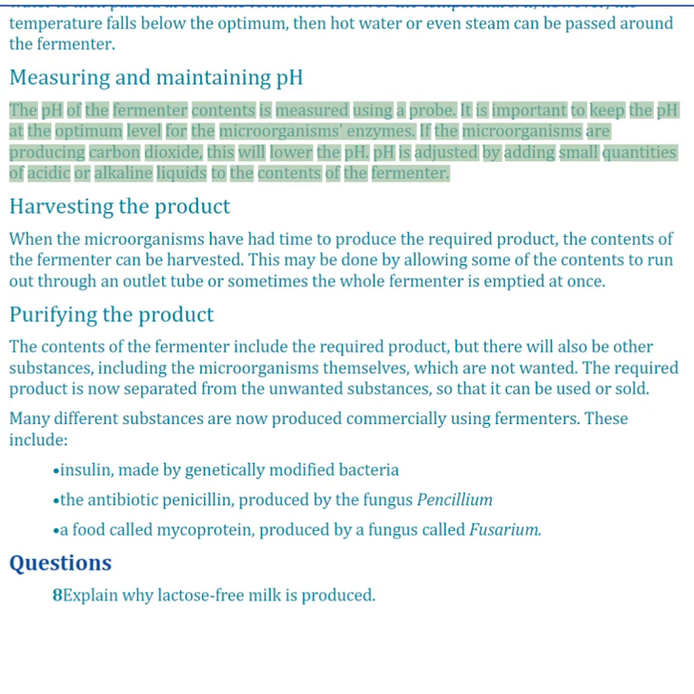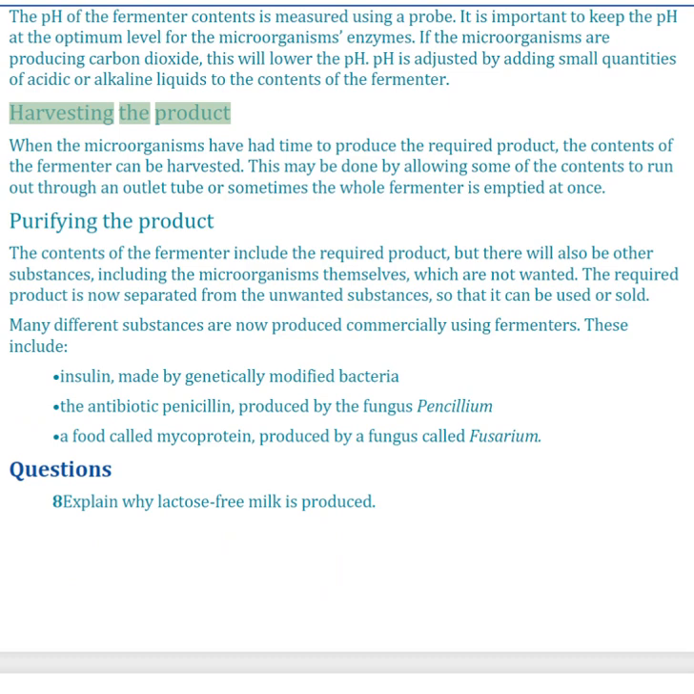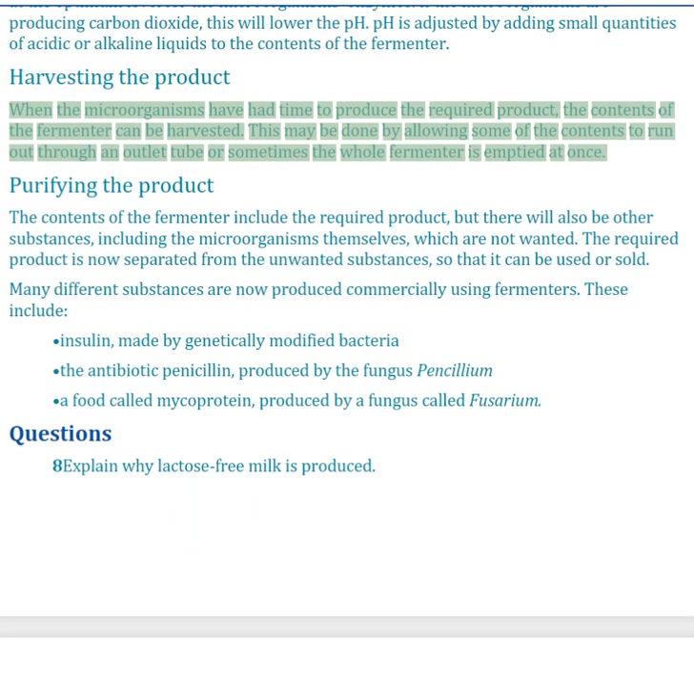If the microorganisms are producing carbon dioxide, this will lower the pH. pH is adjusted by adding small quantities of acidic or alkaline liquids to the contents of the fermenter. Harvesting the product. When the microorganisms have had time to produce the required product, the contents of the fermenter can be harvested. This may be done by allowing some of the contents to run out through an outlet tube, or sometimes the whole fermenter is emptied at once.